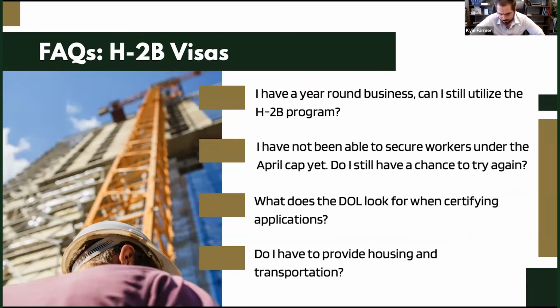Do I have to provide housing and transportation? Under the H-2B regulations, you're not required to provide housing and transportation. What I normally see, though, is that employers do in some way provide housing and transportation and then deduct the cost of it from the workers' checks. So long as that is disclosed on the job order, that's permissible. And the other thing is you can't deduct more than the actual cost. So if it actually cost me $1,200 to rent this house, I can deduct $1,200 to rent this house. But I can't deduct $1,400 for my administrative fees also.